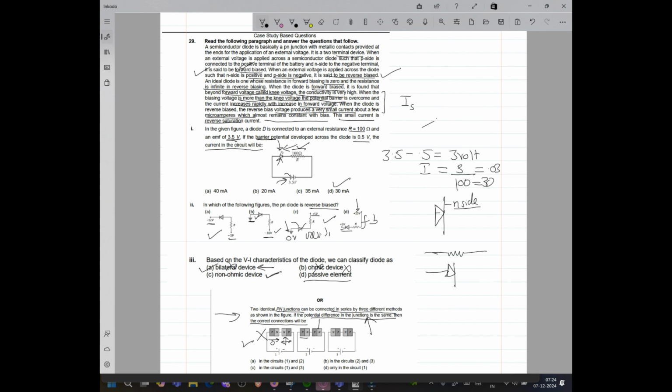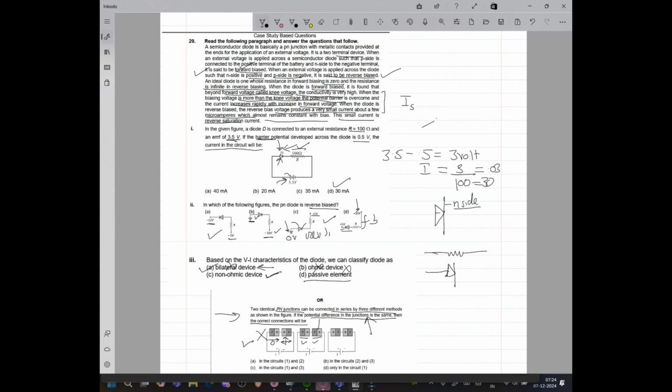Let's look into this. This is forward bias, forward bias. So both will have same barrier potential. In fact, it will become 0 if the barrier potential is overcome beyond the knee point of the VI characteristic. So here the potential remains the same. Both are forward biased.